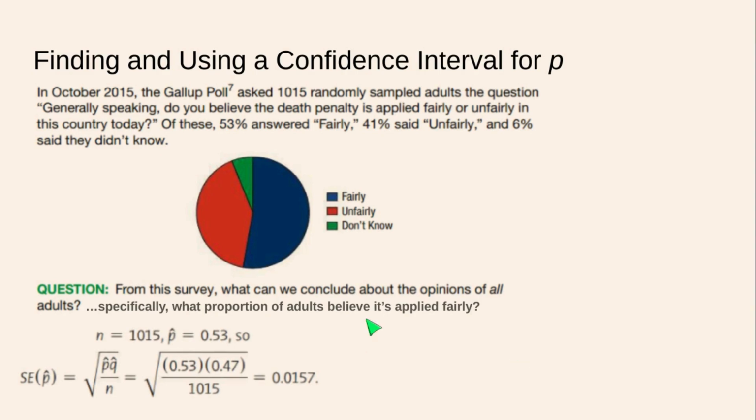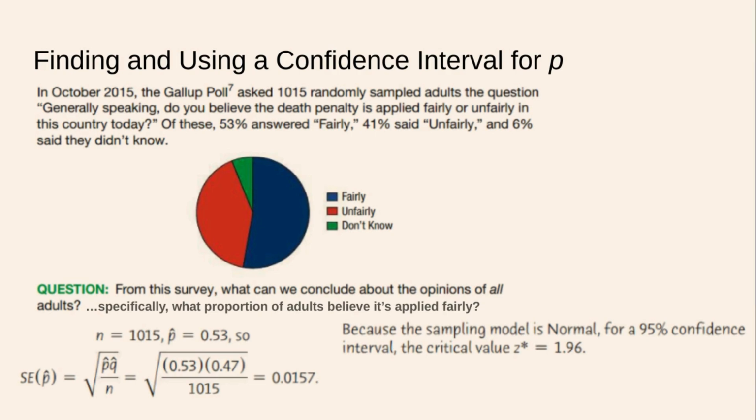So here we go. We have our sample size and our p hat. That means our standard error would be the square root of p hat q hat over n, which is equal to the square root of 53% who said it's applied fairly, 47% who said unfairly or didn't know, divided by 1,015. Again, that 47%, we see 41% said unfairly, 6% said they didn't know. That adds up to 47%, just to be totally clear here. So the standard error is a little above 1.5%, all right? And there you go, there's your standard error.